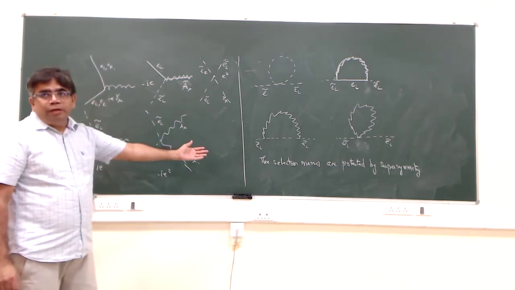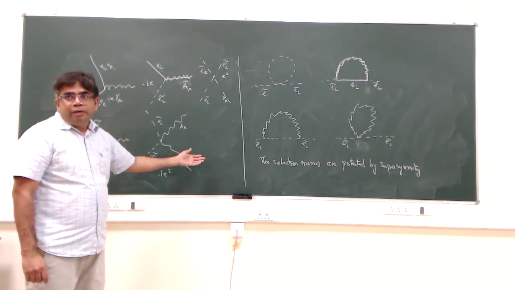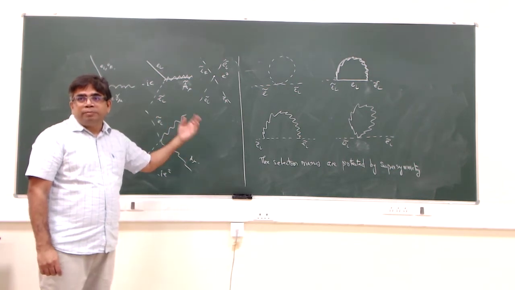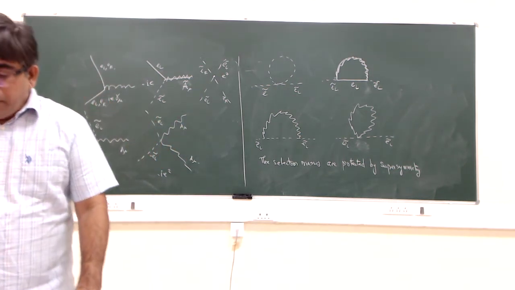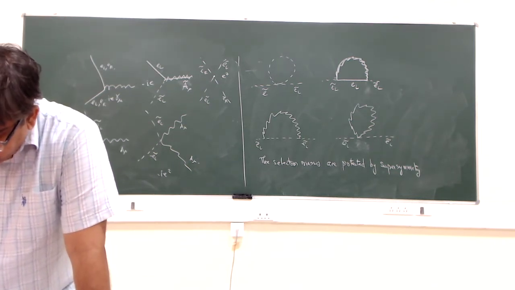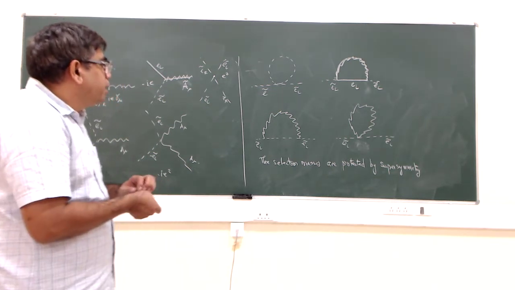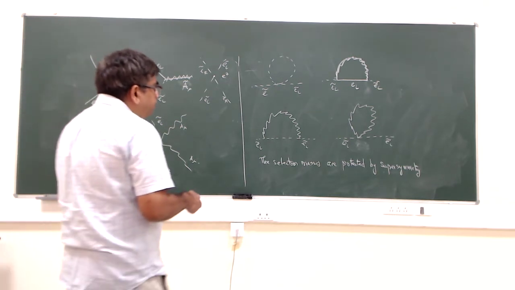So this way, you have a symmetry for scalar particles. If you have supersymmetry, this is the best known example of a symmetry which can protect the Higgs mass or any scalar particle.